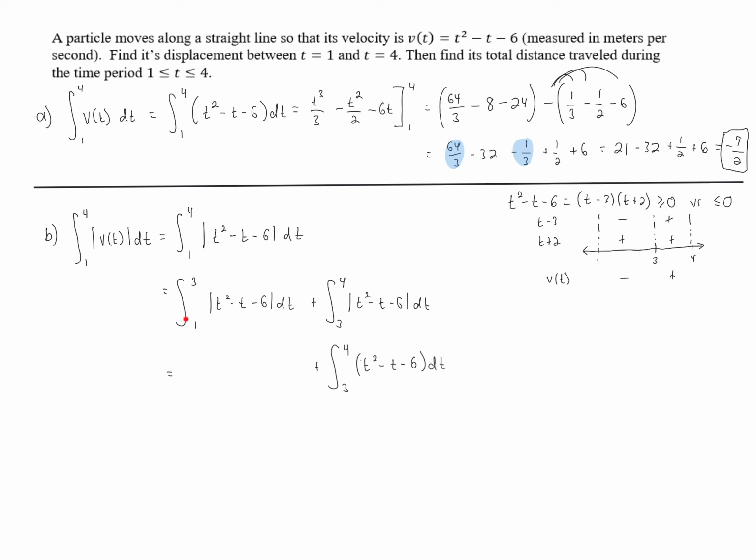But we know from 1 to 3, our function is negative, and when you take the absolute value of a negative number, the way that it turns it into a positive is by taking the opposite. So for this interval, we need to integrate the opposite of the function, which is going to be negative t squared plus t plus 6 dt.